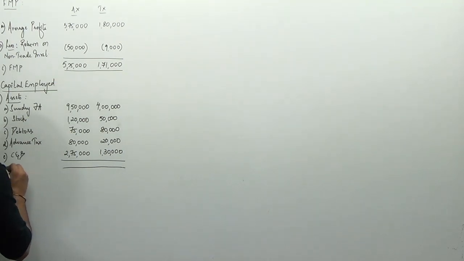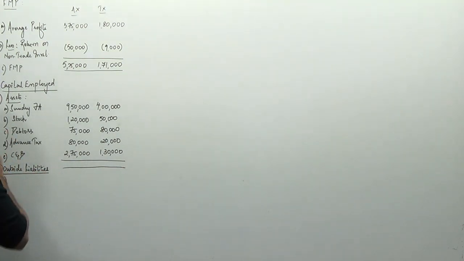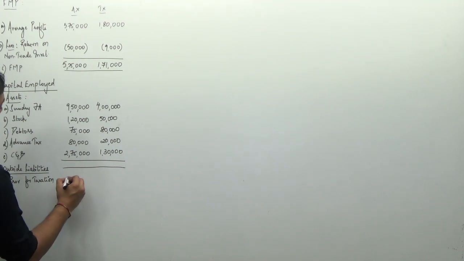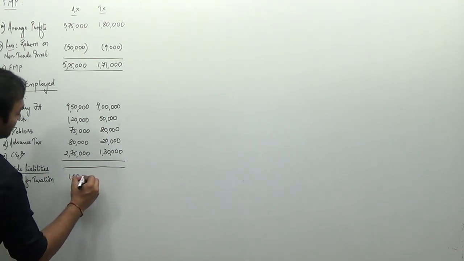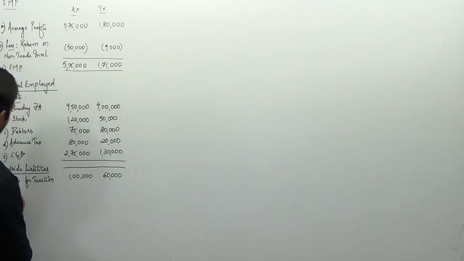Consider outside liabilities then. I'll go from bottom to top. Proposed dividend can't be considered because it is anyways written off. Provision for tax. $1,60,000.